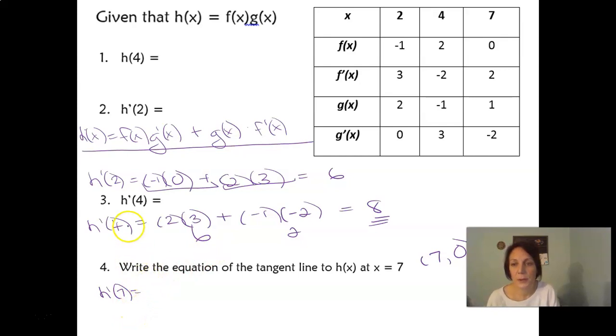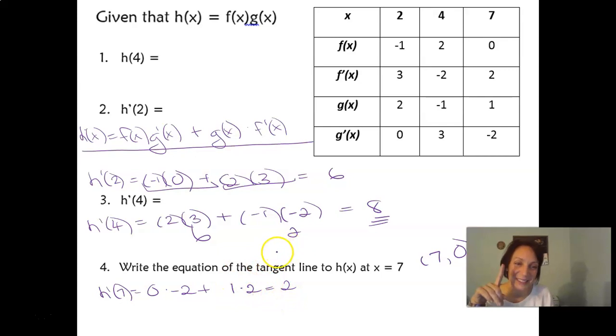So in other words, I need h prime of 7. Okay. So here we go again. f of 7 is 0 times g prime of 7, which is -2, plus g of 7 times f prime of 7. Okay, so this goes to 0, this goes to 2. So I get a slope of 2.